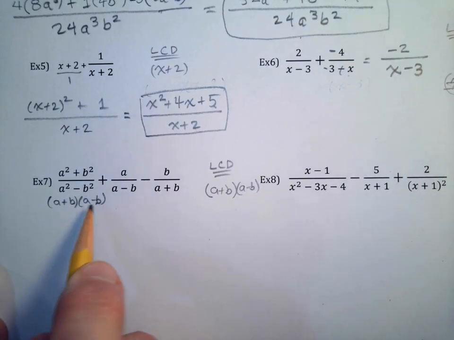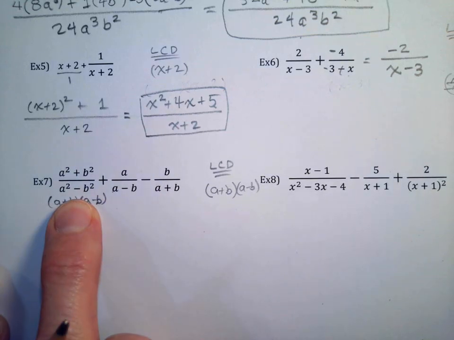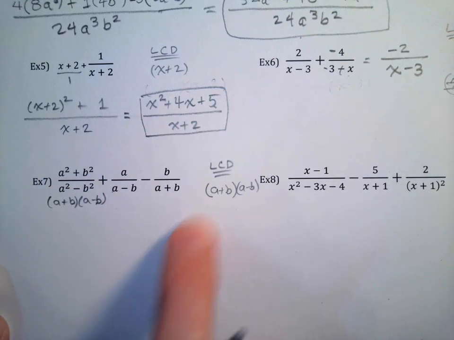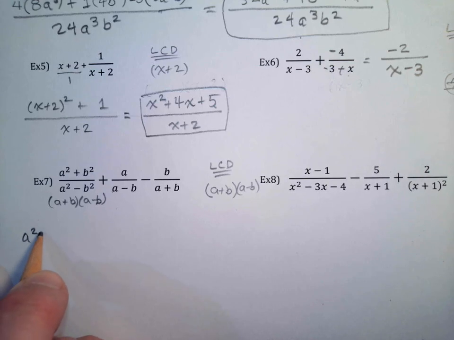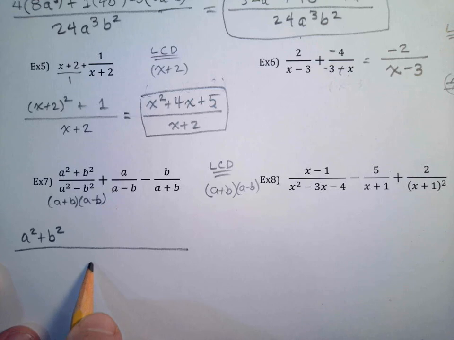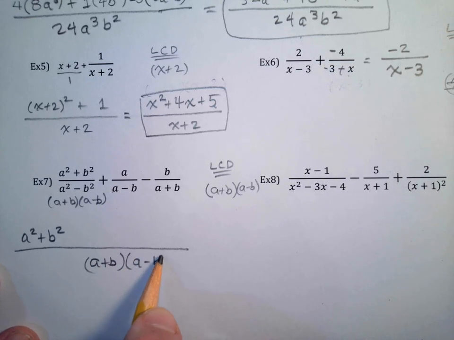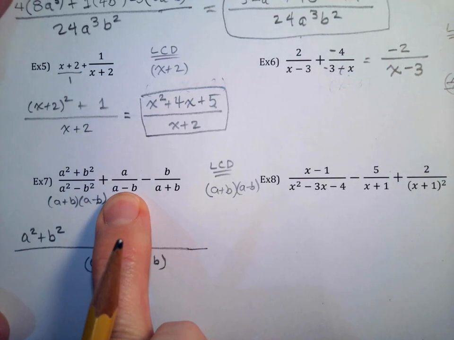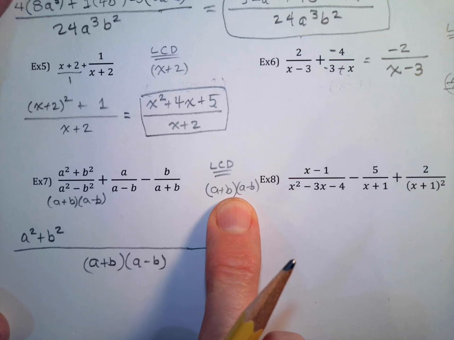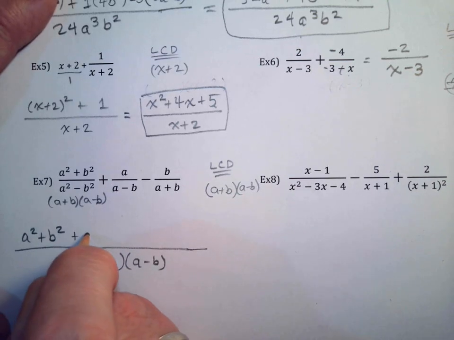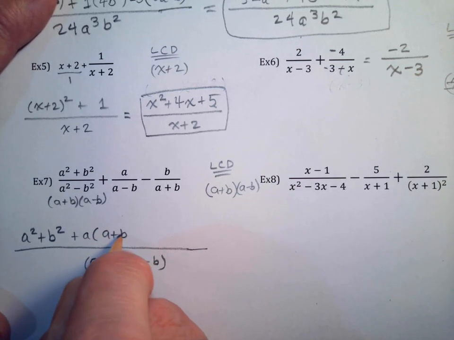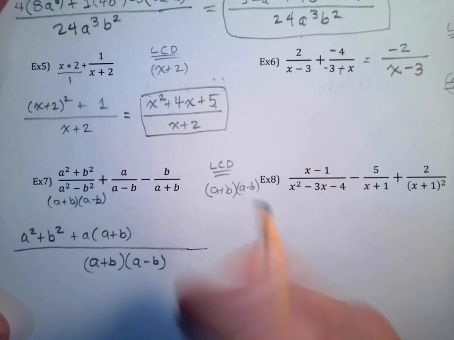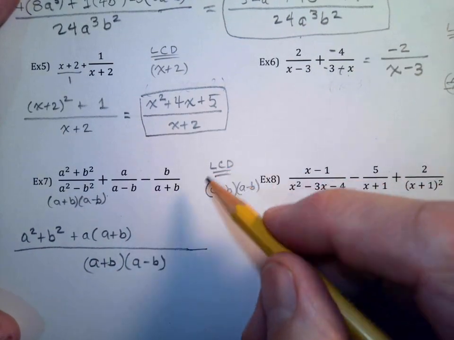All right, so we're going to multiply top. You don't have to multiply this by anything because the bottom is already the LCD. So we have a squared plus b squared, and I'm going to say a plus b and the quantity a minus b on the bottom here. Okay. Now here, what are we going to multiply this by to make it this? Well, that's a plus b. So I multiply the top by a plus b, and I multiply the bottom by a plus b, and that's what gives us this.